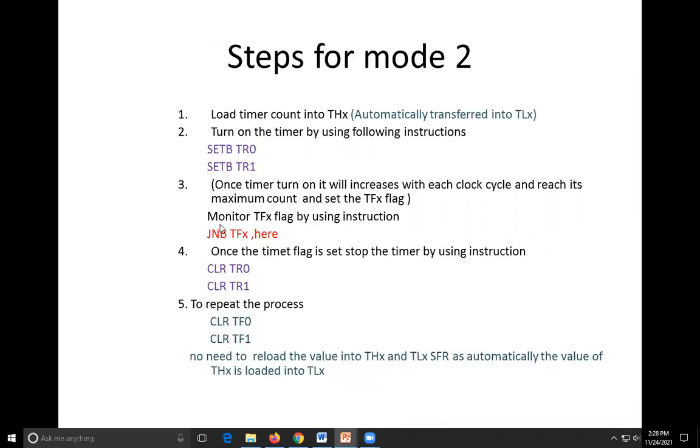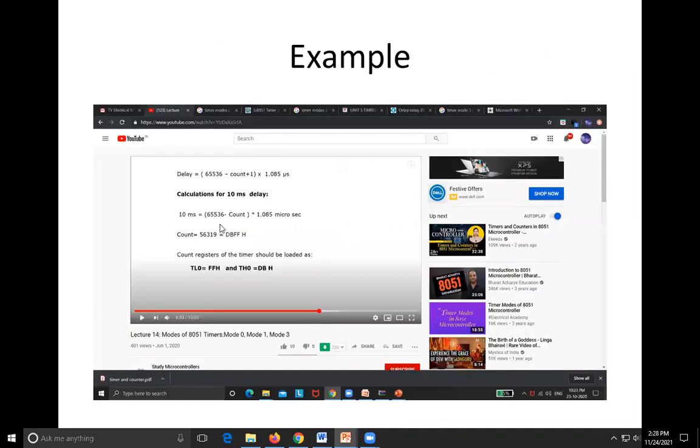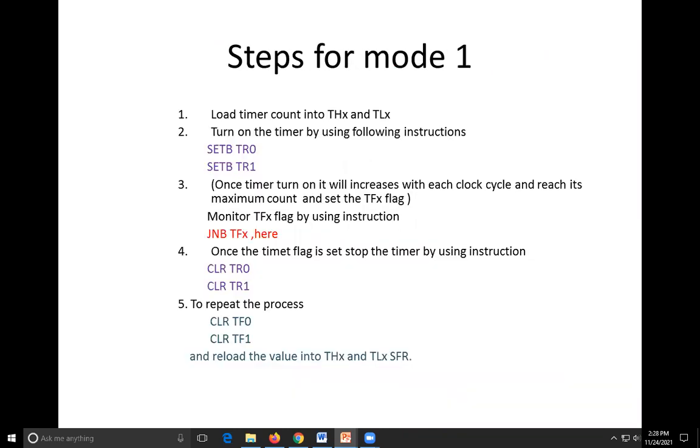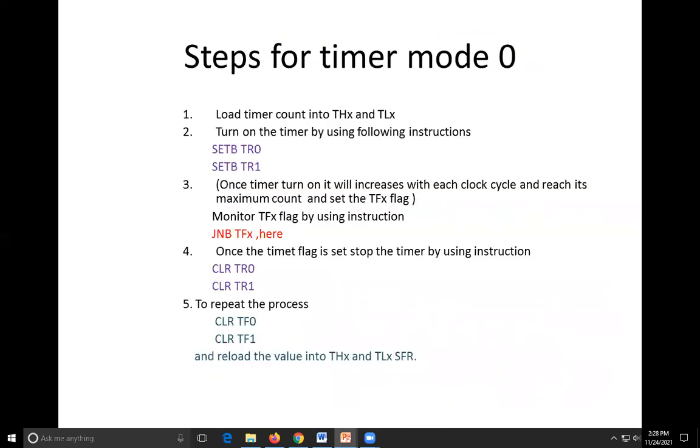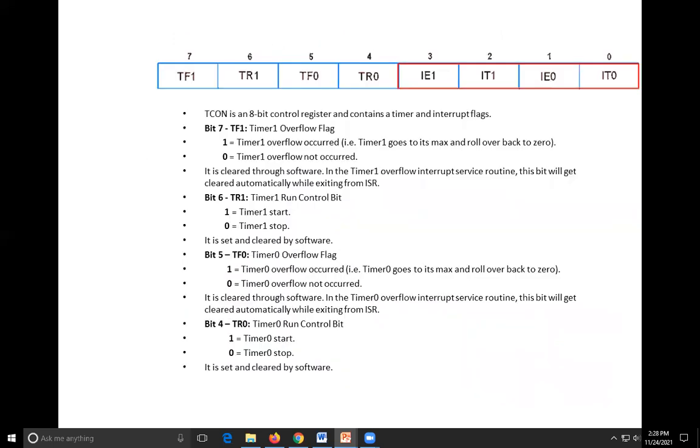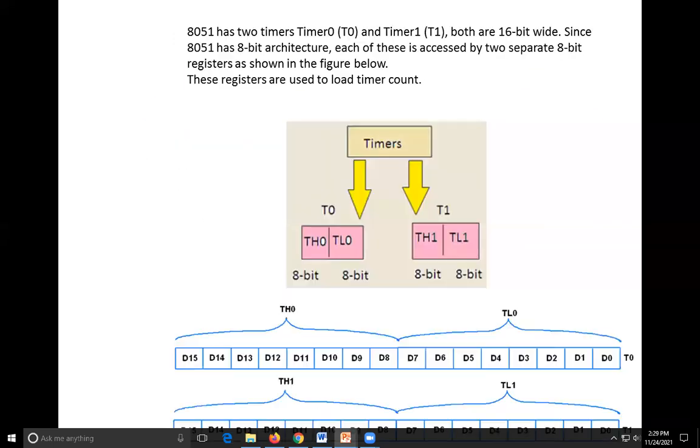So how many modes are there in the timer? 2 modes are there. Sorry, 4 modes are there. See timer, I'm just going to give a 5-minute overview of all these things. Two timers are present in the 8051. Two 16-bit timers are there: TH0, TL0, and TH1 and TL1.